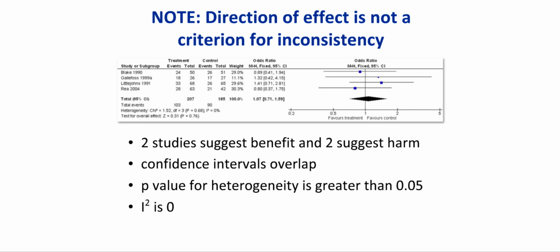So in this case, although two studies suggest benefit and two suggest harm, the confidence intervals overlap. The p-value for heterogeneity is 0.68 and the I-square is 0%, indicating that overall there is no important heterogeneity.